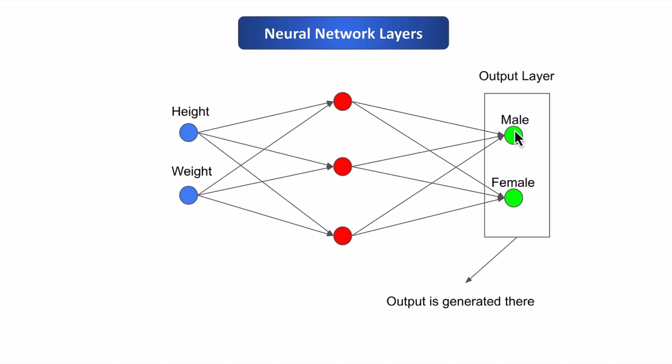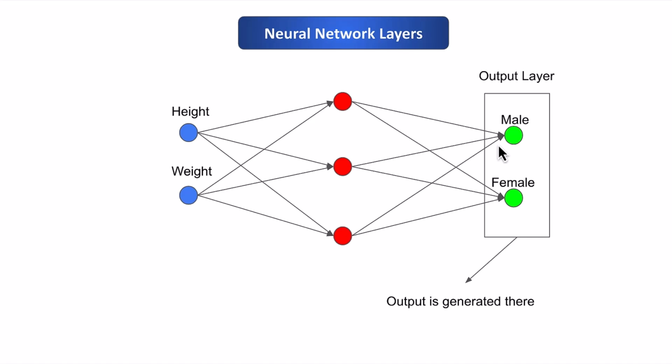So here, if the value for this male neuron is greater, then our prediction will be male. And if the value for this female neuron is greater, then our prediction will be female. So these are the 3 types of layers inside a neural network. And at this point, there will be a lot of questions in your mind, and hopefully they will be answered by the end of this lecture.